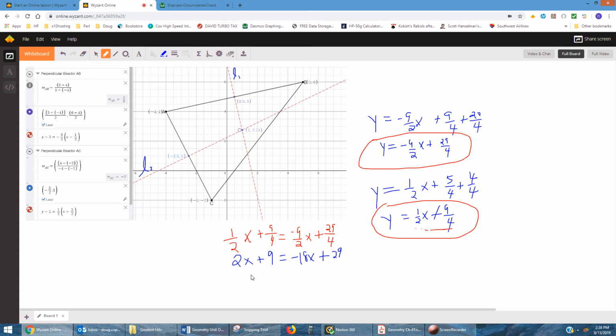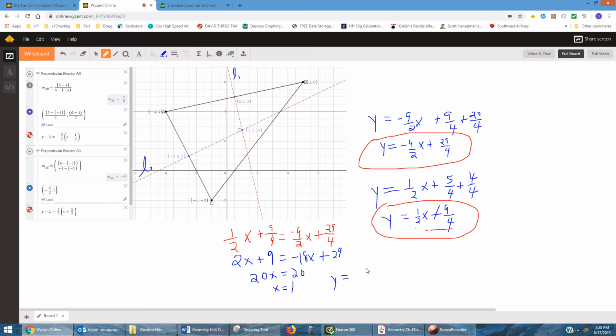So if I put the x's on one side, I get 20x equals, subtract 9 from both sides, x equals 1. If x equals 1, what does y equal? Put 1 in for x in either equation. I'll put it in this one right here, 1/2 x plus 9/4.